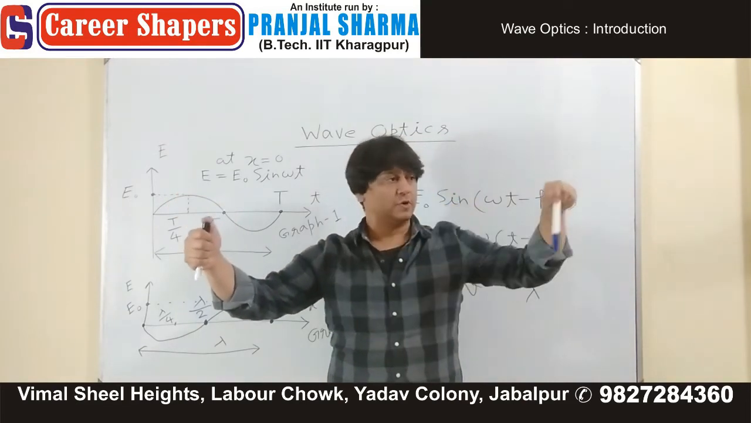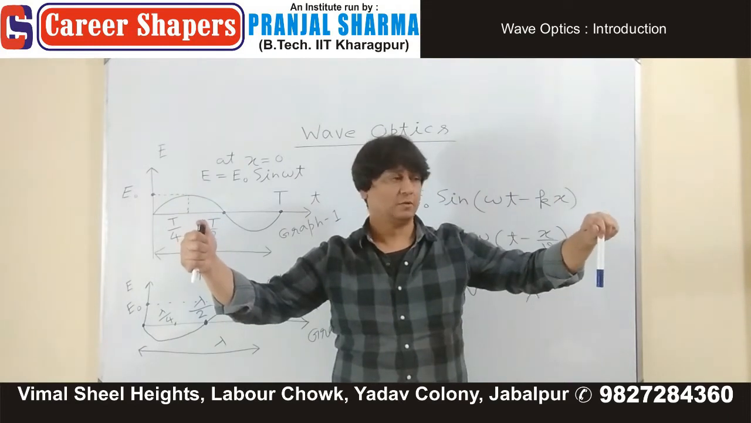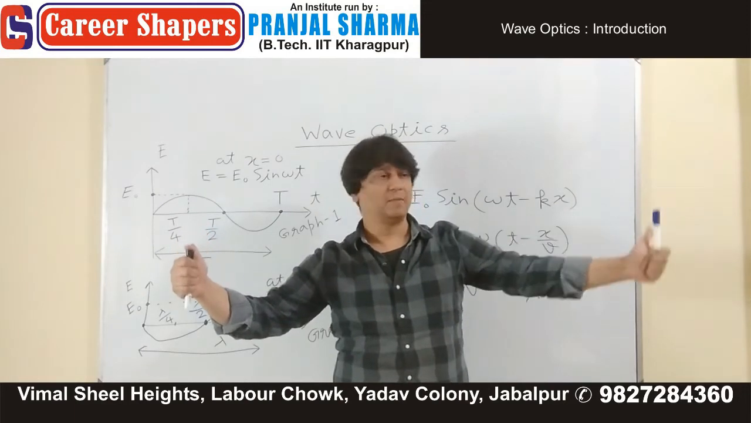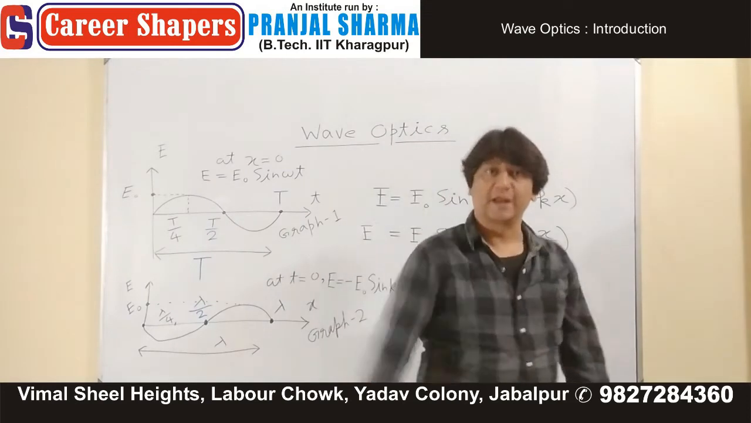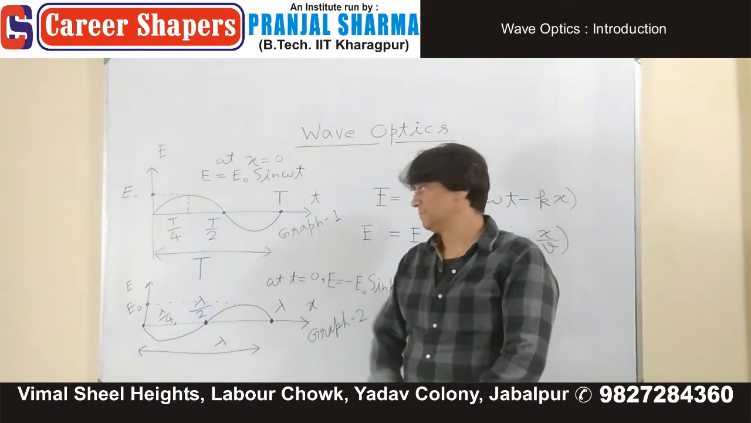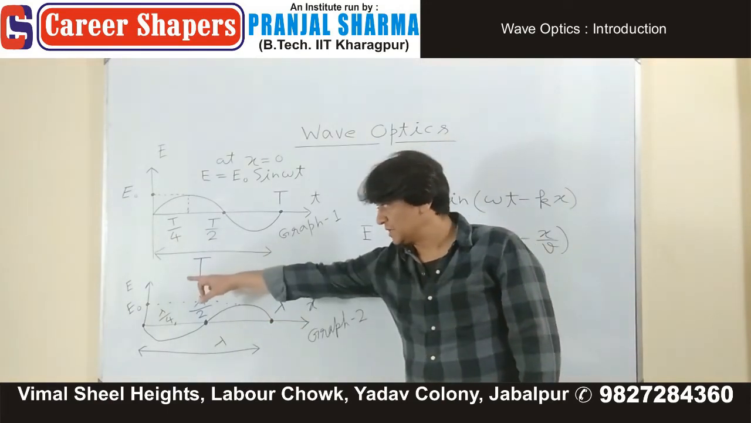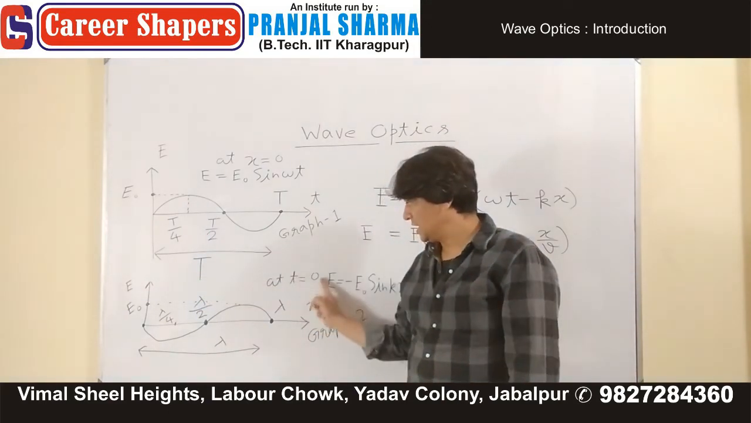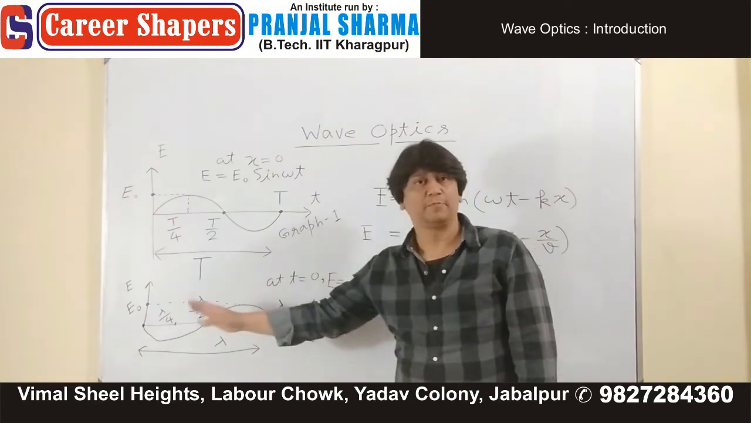When you move to x equals lambda by 2, electric field is again what? 0. At 3 lambda by 4, electric field is maximum and is in the positive direction. At x equals lambda, it is again what? 0. This second graph gives you the strength and direction of electric field at a given instant, but at different positions.